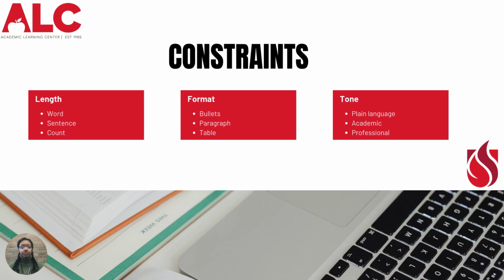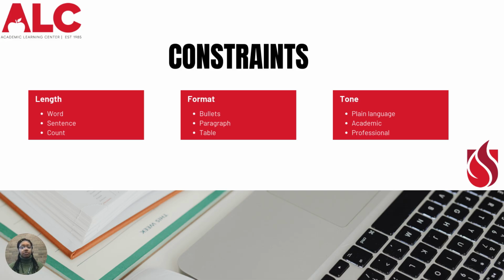Now, the constraints of it: we have length, format, and tone. The constraints guide the structure and usefulness of the input and output. So you can specify length, format, tone, or really just anything that you want to know very specifically. For length, word, sentence, and count. For format, bullets, paragraph, table. And then tone, plain language. Do you want it to be academic or professional? All of these things matter when you're inputting it, right?